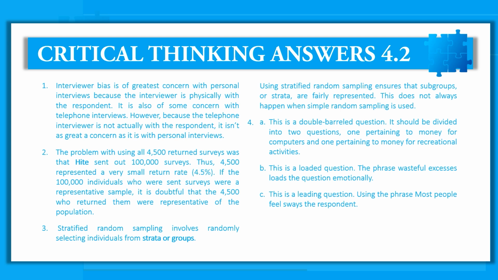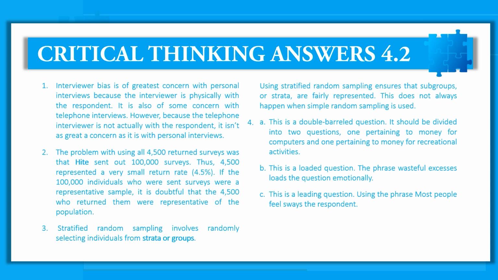The third, question number 3, is that stratified random sampling involves randomly selecting individuals from strata or groups. I mentioned the definition of strata a moment ago as well. Using stratified random sampling ensures that subgroups or strata are fairly represented. This does not always happen when simple random sampling is used.